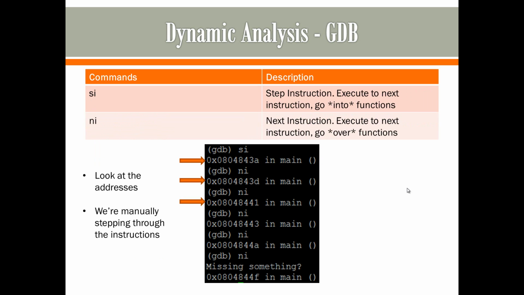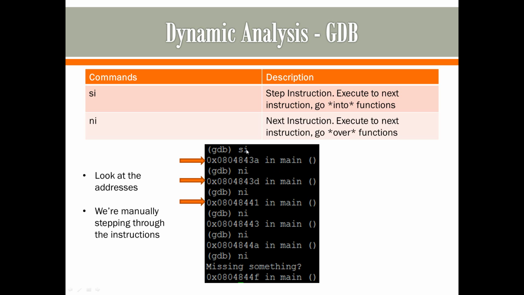So your basic instructions are SI and NI. SI is your step instruction, which will go into functions, and it's different than all the Windows debuggers, and it's very annoying, but step actually steps into functions, and next steps over. So I always have to write them down on the whiteboard because I forget, because GDB sucks. But SI and NI are your main moving around operations within GDB.